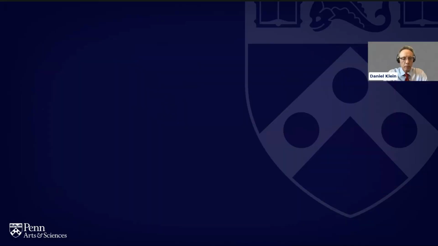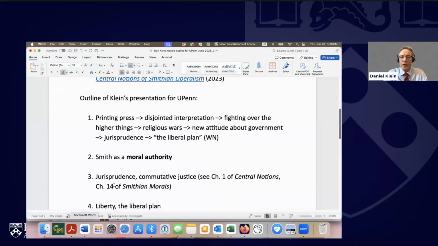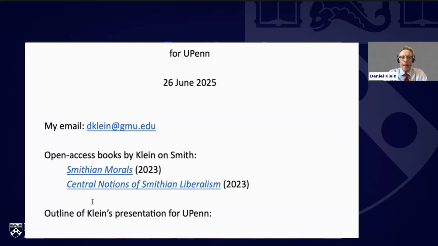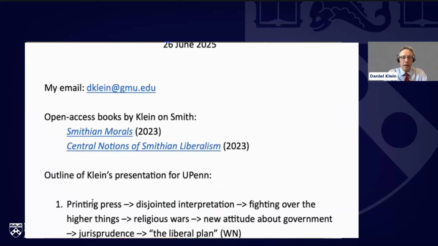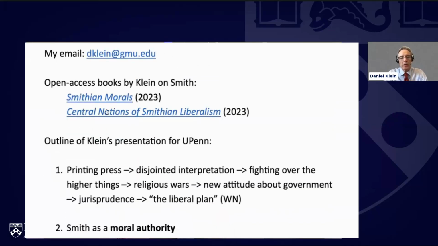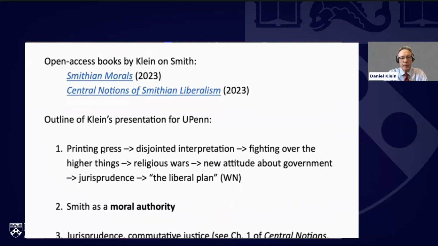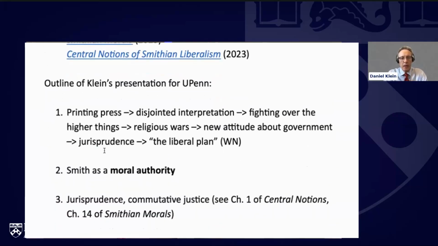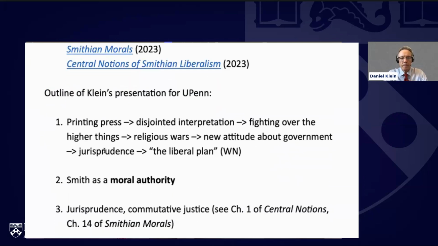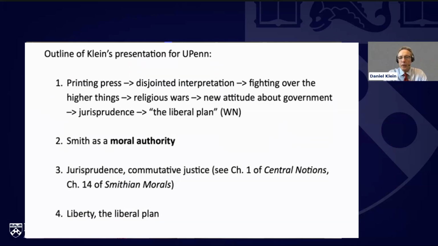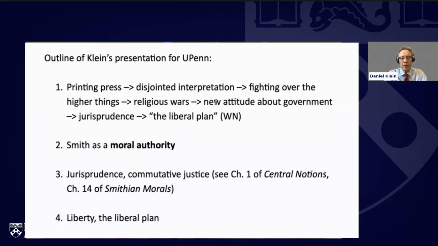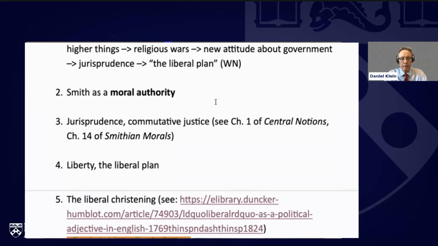Anyhow, I want to share just a little outline that'll help me at least, and a few words on the page might help you. As Fernando mentioned, here are a couple of recent open access books of mine on Smith and Smithian stuff. But right here, points 1 through 4 are this very broad narrative, some of the broad narrative I want to place Smith within.